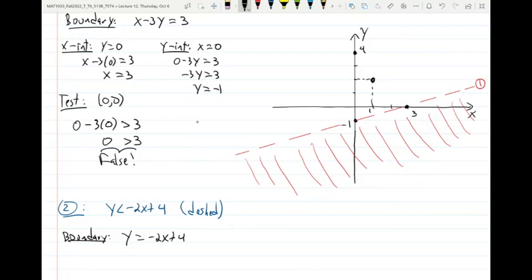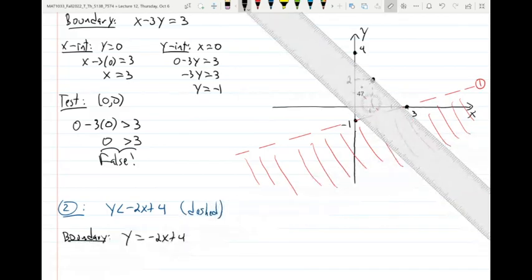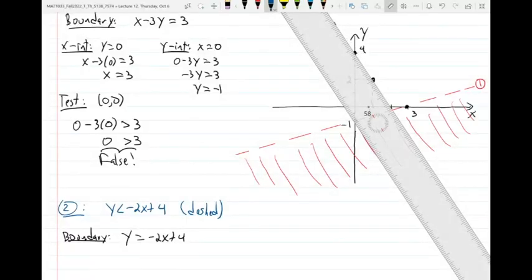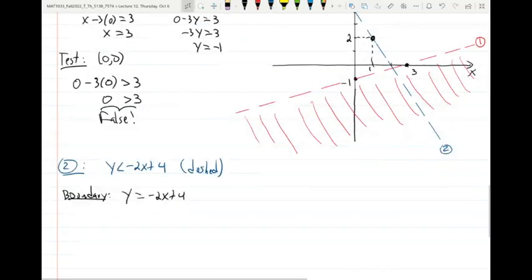1, 2, and then draw. And we need to do a dashed line. Okay, so that's number 2. And now we need to decide what region we want. Again, test point, so I'm going to use 0, 0 to test it.